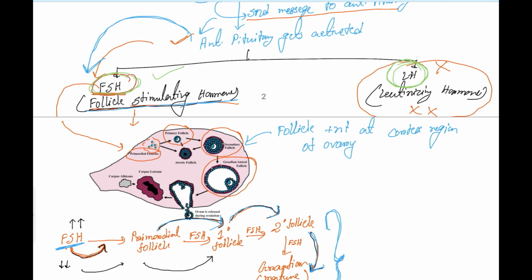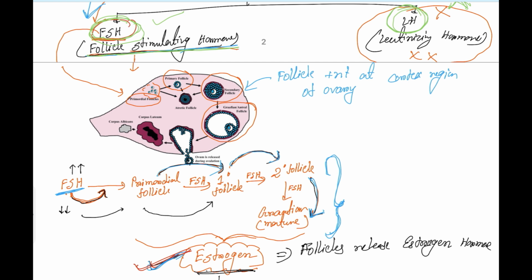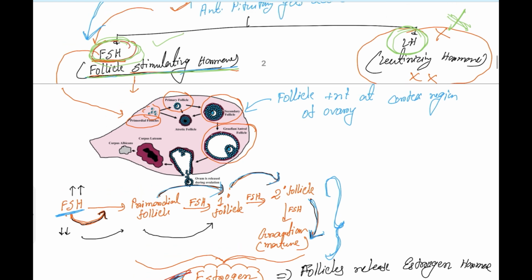Now LH, that means luteinizing hormone, does not have any role in the follicular phase. So we won't think about LH now. We will focus on FSH, follicle stimulating hormone. In the name itself, it is written as follicle stimulating hormone. So this is the kind of hormone which stimulates the follicle. Where is your follicle present? You can think now, where is your follicle present? You will say, ma'am, the follicle is present inside the ovary.